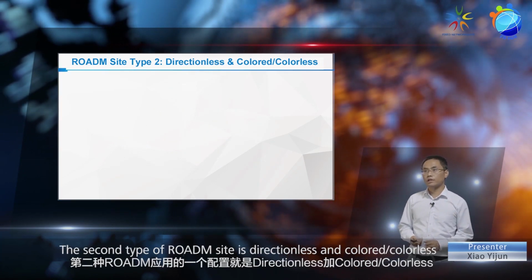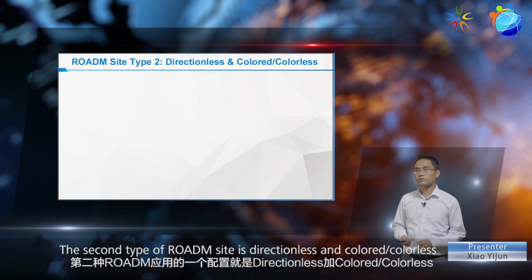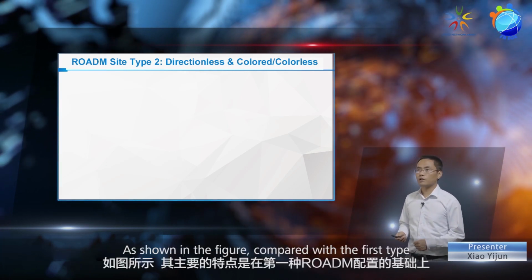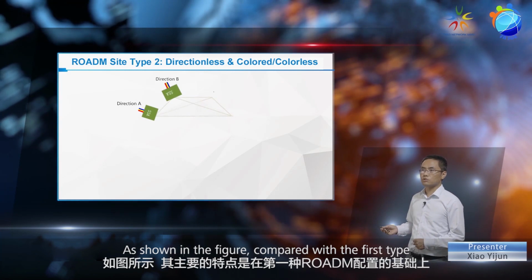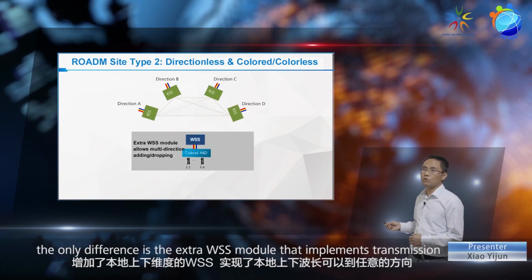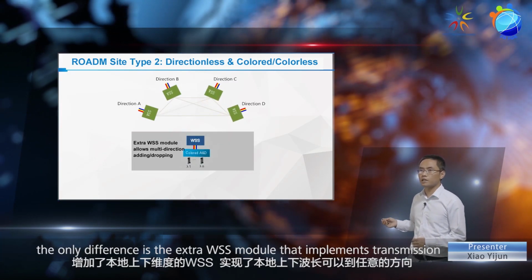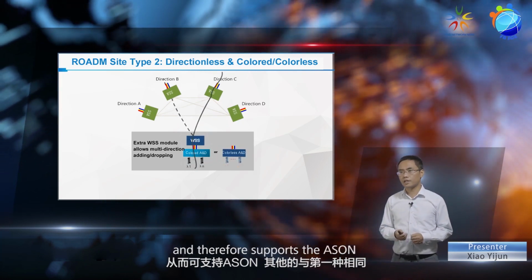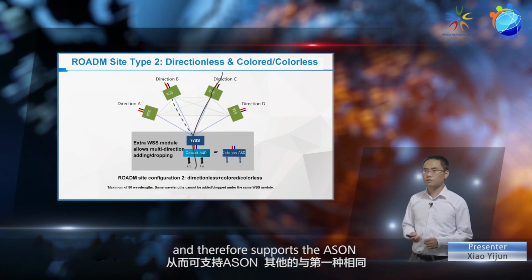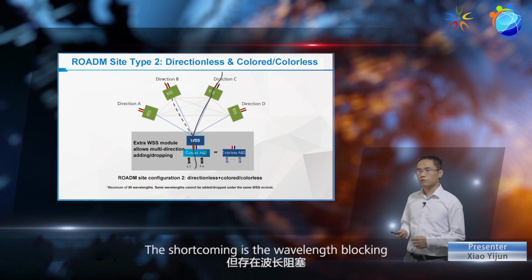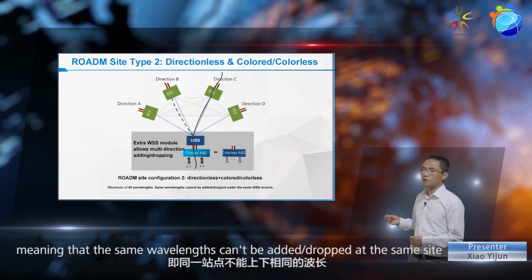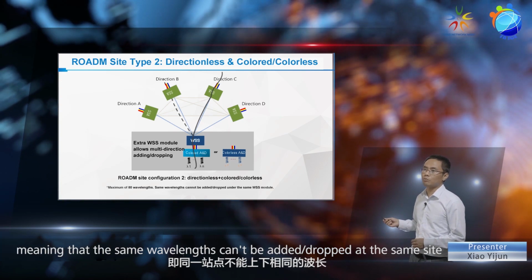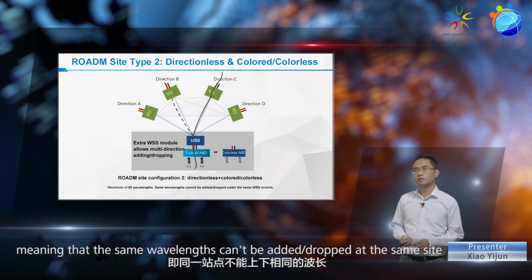The second type of ROADM site is directionless and colorless. As shown in the figure, compared with the first type, the only difference is the extra WSS module that implements transmission of locally added dropped wavelengths in any direction, and therefore supports the ASON. The shortcoming is the wavelength blocking, meaning that the same wavelengths can't be added or dropped at the same site.